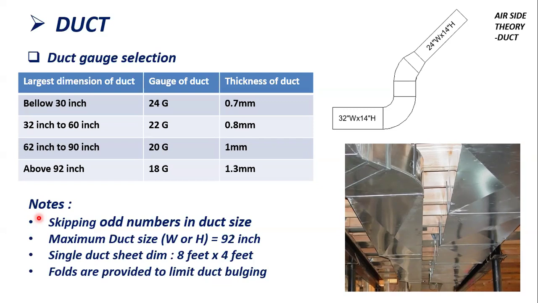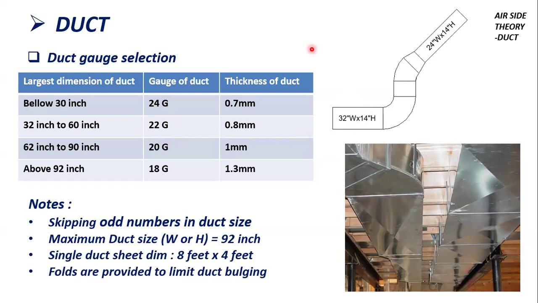For example, here you can see a small ductwork that they have drafted. So tell me, guys, what gauge do I need to use for this specific duct? Here the width is 32 and the height is 14. So the largest dimension is 32 inches. If it is 32, we need to go with a 22 gauge duct. That means here I need to use the 0.8 mm thickness of duct sheet.